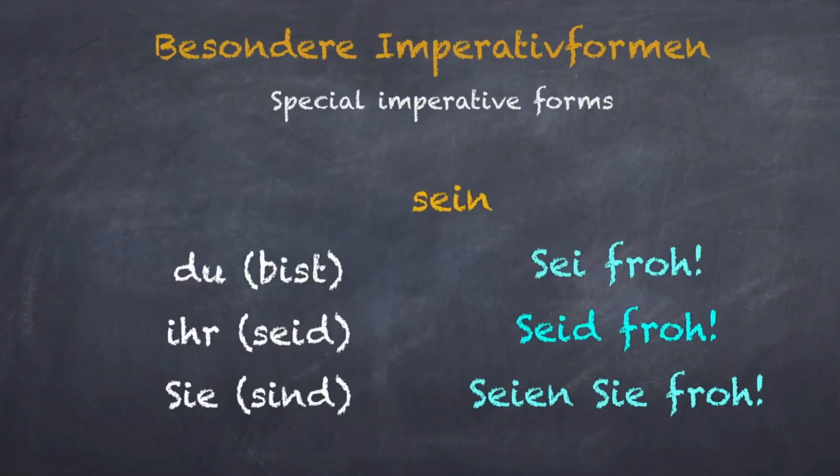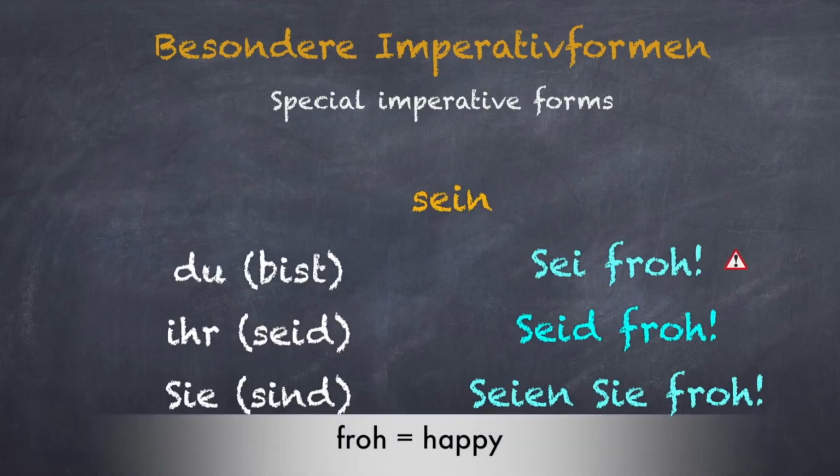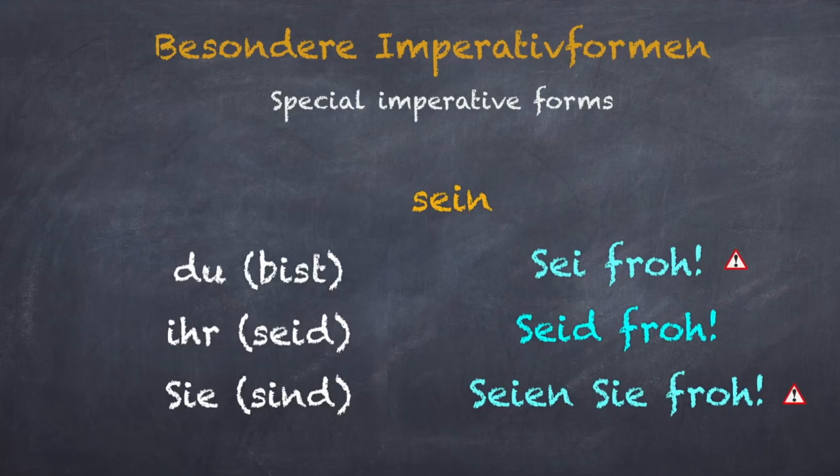Let's do the next verb, which is sein. In du form, you would say sei froh. For ihr form, you would say seid froh. For sie form, you would say seien Sie froh. So for the verb sein, the du and the sie forms in imperative are special. Just learn them as it is.